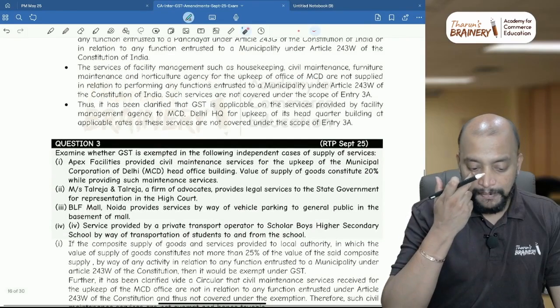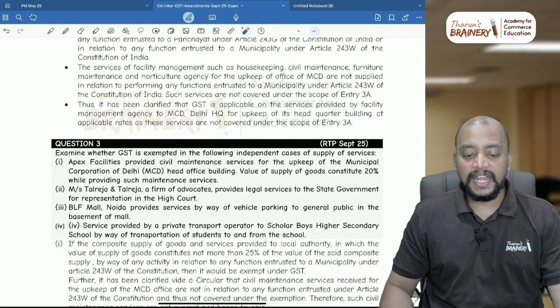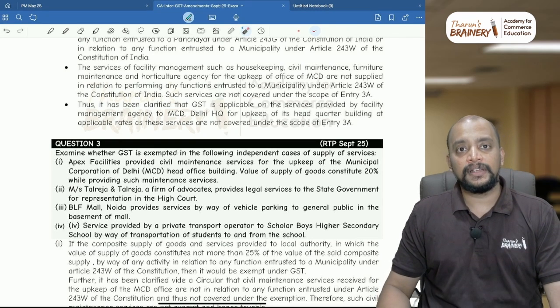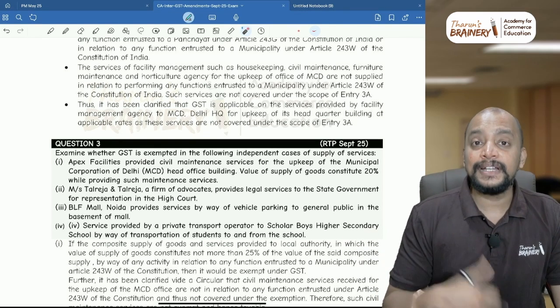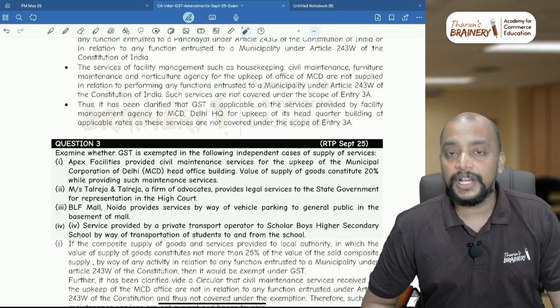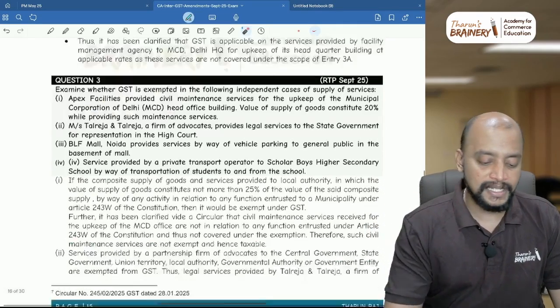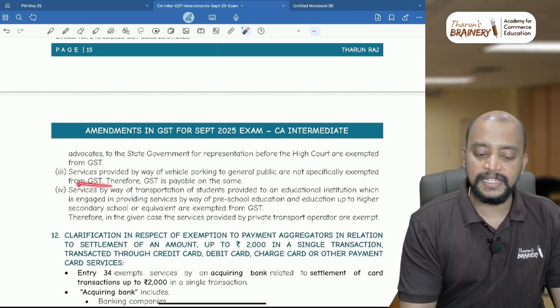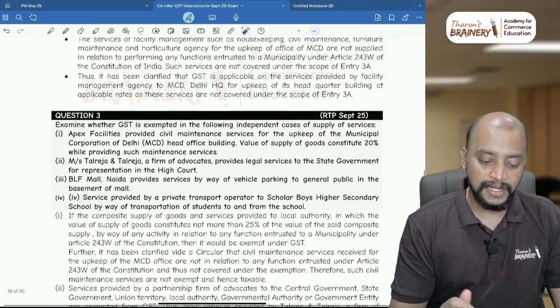Next, BLF Mall, Noida provides services by way of vehicle parking to the general public in the basement of the mall. So, whatever parking, renting of which property? Commercial property, definitely it will be taxable, no exemption. So, it is not specifically exempted, therefore chargeable to GST.